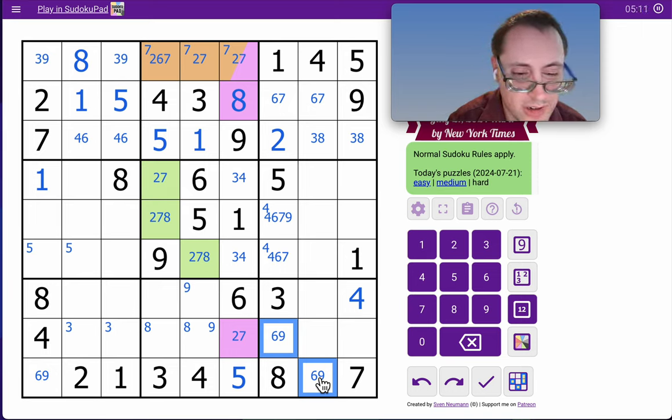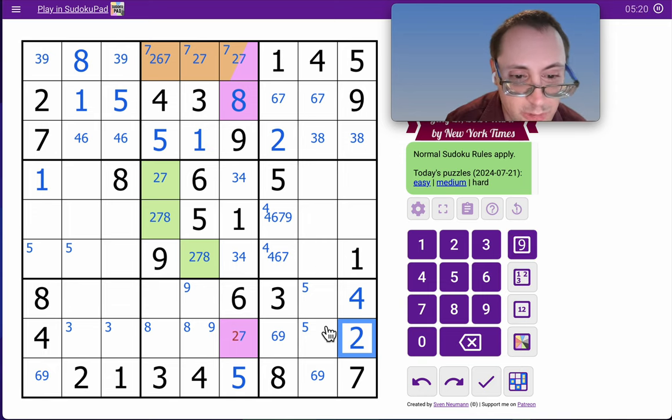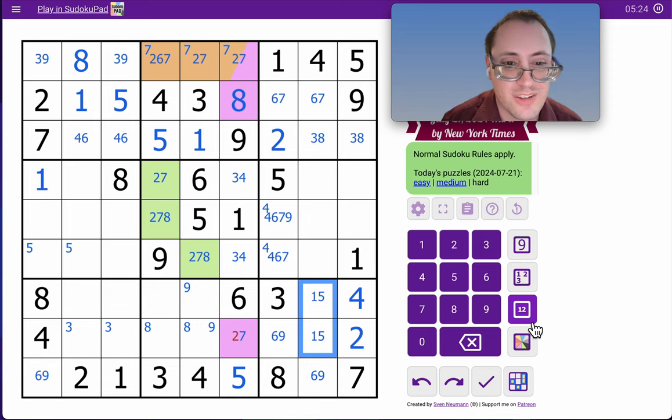So 3, 4, 6, 7, 8, 9. 5 must go there. And these are from 1, 2, 5, and actually that has to be a 2. It can't be 1 or 5. So those two are 1, 5, and box 9 is done. 4, 1, 4, 5.